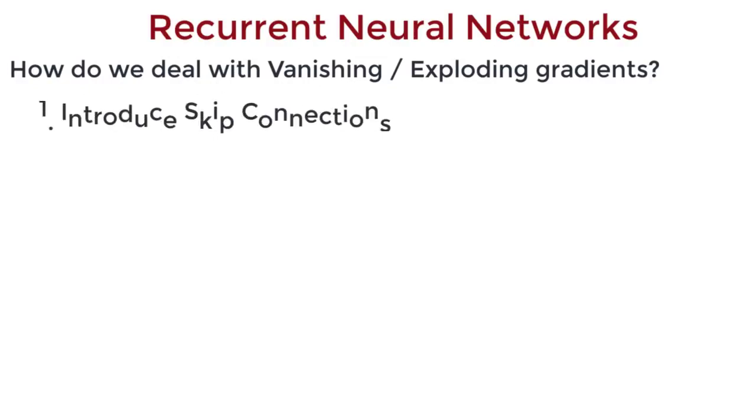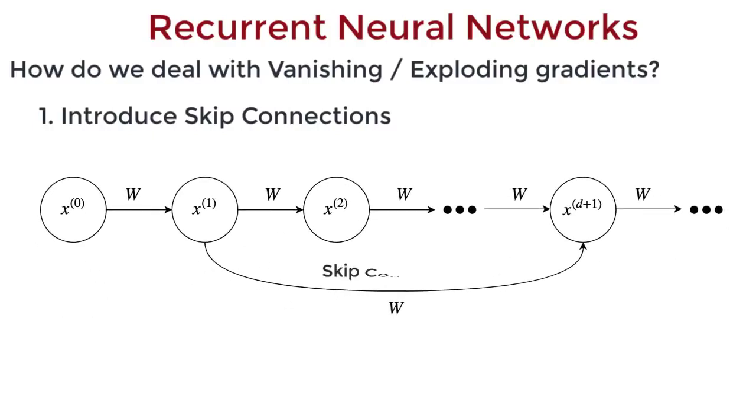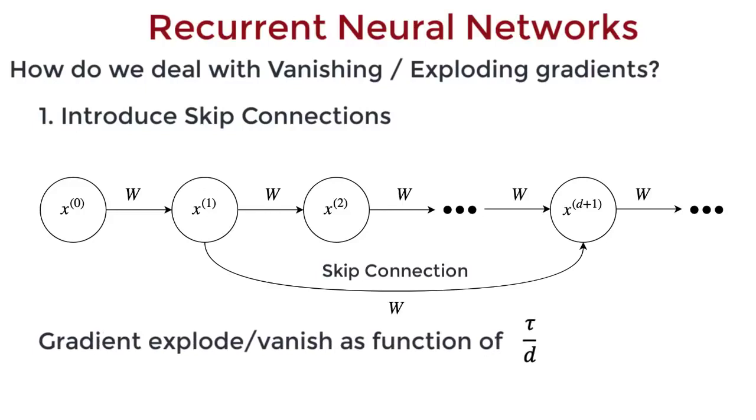The first thing we can do is skip connections. We can add additional edges called skip connections to connect states some d time steps in front of it. So the current state is influenced by the previous state and a state that occurred d time steps ago. Gradients will now explode or vanish as a function of tau over d instead of just a function of tau. This concept is exactly how the popular ResNet architecture works in the convolutional neural network space.